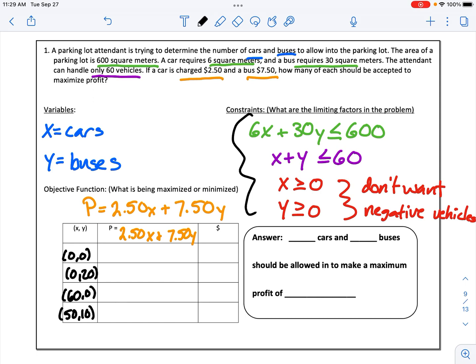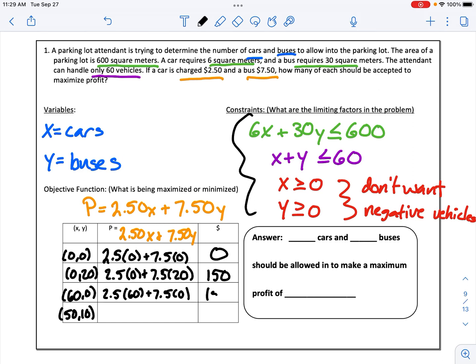So once you have the points, we plug them into our equation. So it'll be 2.5 times 0 plus 7.5 times 0. That equals 0. Then 2.5 times 0 plus 7.5 times 20. And that equals $150. Then 2.5 times 60 plus 7.5 times 0. That equals 150 again. And then 2.5 times 50 plus 7.5 times 10.